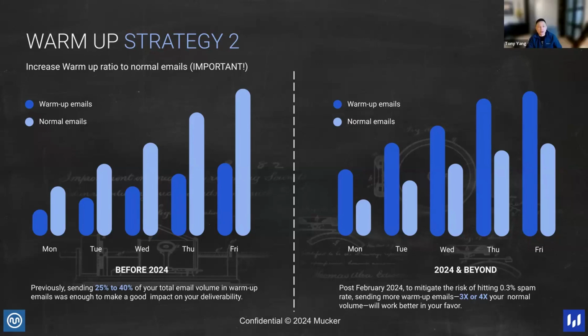Hey, Daniel, I'm cognizant of time, but I think it's very important because there are people in the audience who are not familiar with what warming up a domain or warm-up emails are. So maybe, I know you probably don't have a slide on this, but can you just briefly describe what it means to warm up a domain? What happens? What does a warm-up tool do?